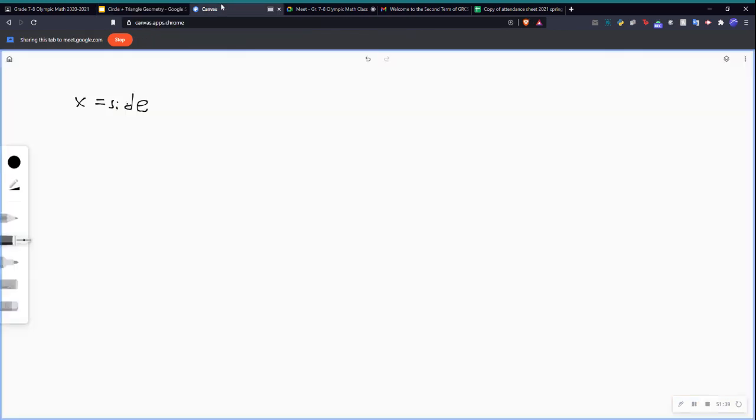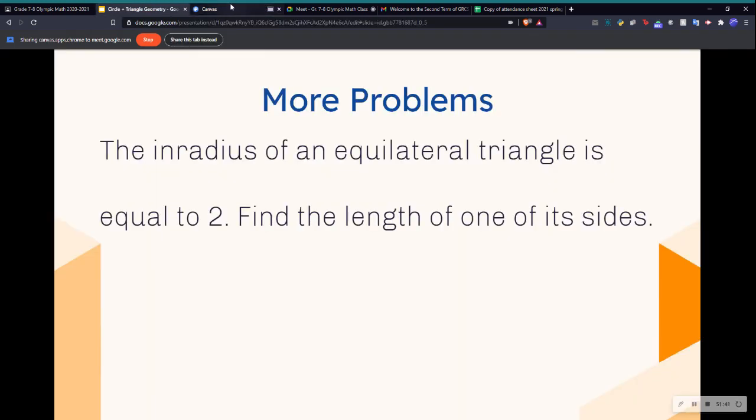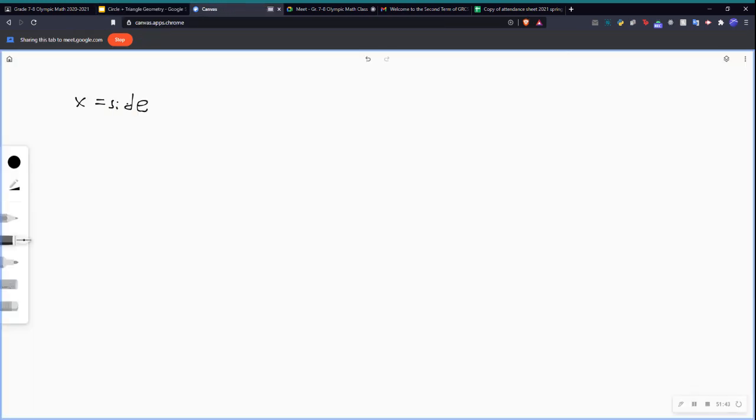So we want to find the side length. The inradius we're given is equal to 2. We're going to have to use that inradius formula. But first, remember, the inradius formula had a variable named s. Let's calculate what s is, like half the perimeter of the triangle.